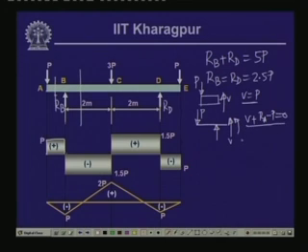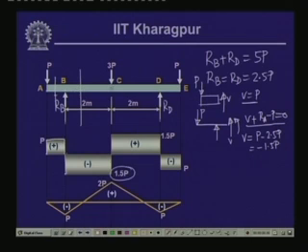So, this gives us V equals P minus R A. Now, R A is 2.5 P, so this equals minus 1.5 P. So, from plus P it goes to minus 1.5 P at this particular point. This is what is indicated in this diagram, this is 1.5 P.